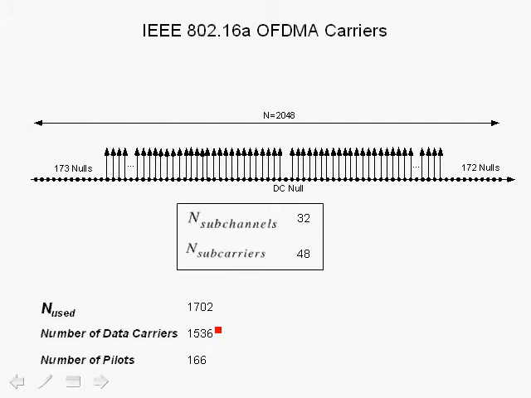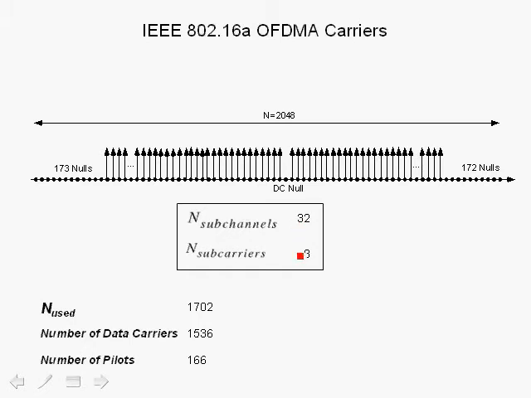Now, in order to achieve this permutation of the carriers, in order to be immune to multipath fading and achieve a more robust communication link, as we discussed in the previous video, the number of data carriers, 1,536, is divided into what we call subchannels. So we have 32 subchannels in OFDMA in 802.16a. Each subchannel contains 48 subcarriers. So if we multiply 32, the number of subchannels, times the number of carriers per subchannel, we get 1,536 as the total number of data carriers.